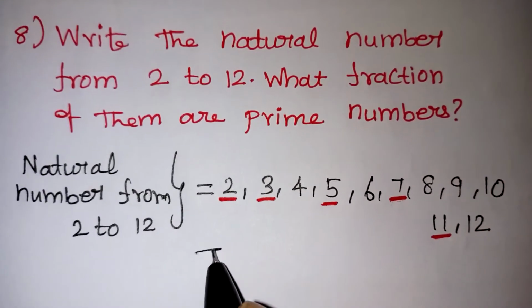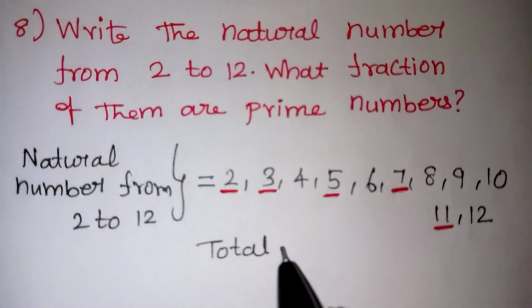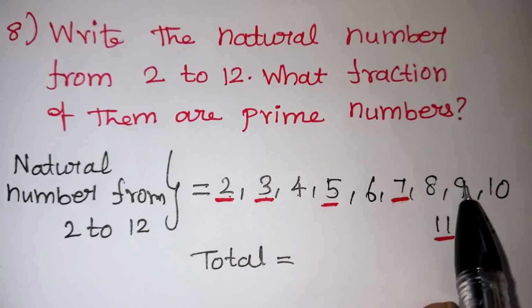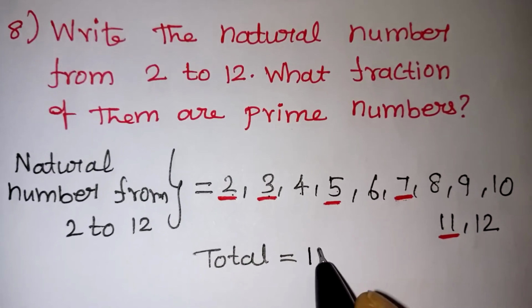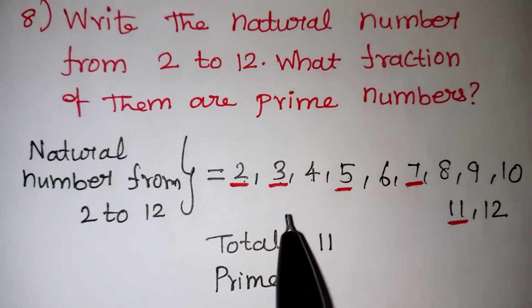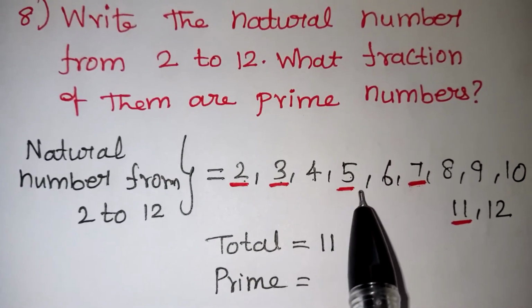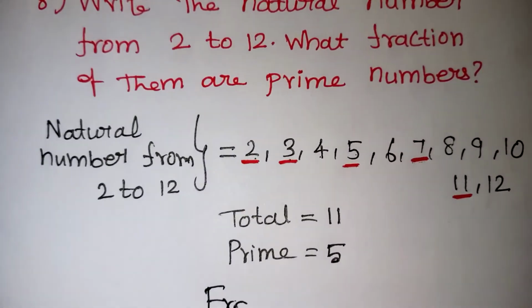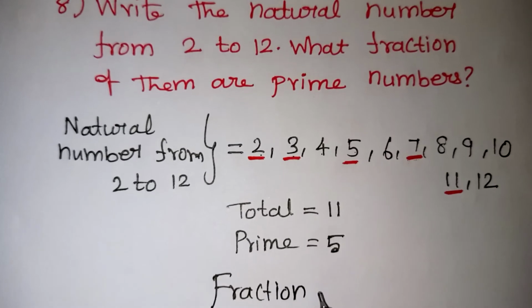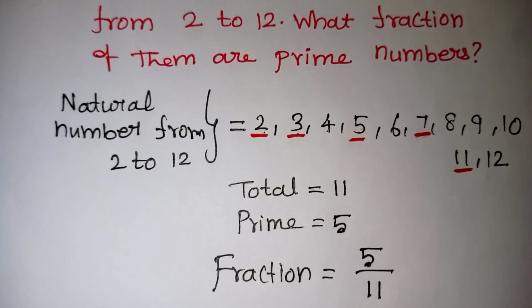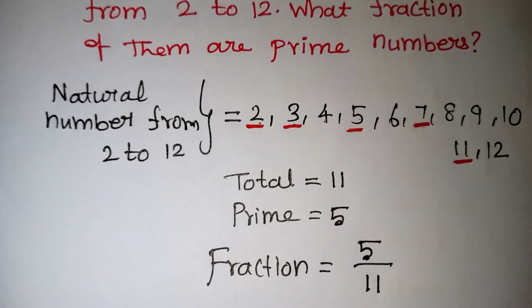Here totally how many numbers are we having? So total numbers: 1, 2, 3, 4, 5, 6, 7, 8, 9, 10, 11. Totally we have 11 numbers. Out of 11 numbers, how many of them are prime numbers? So the red-lined numbers: 1, 2, 3, 4, 5. So out of these, 5 numbers are prime numbers. So our fraction is 5 numbers are prime out of 11 numbers. So 5 by 11 is your correct answer. We'll move on to the next problem now.